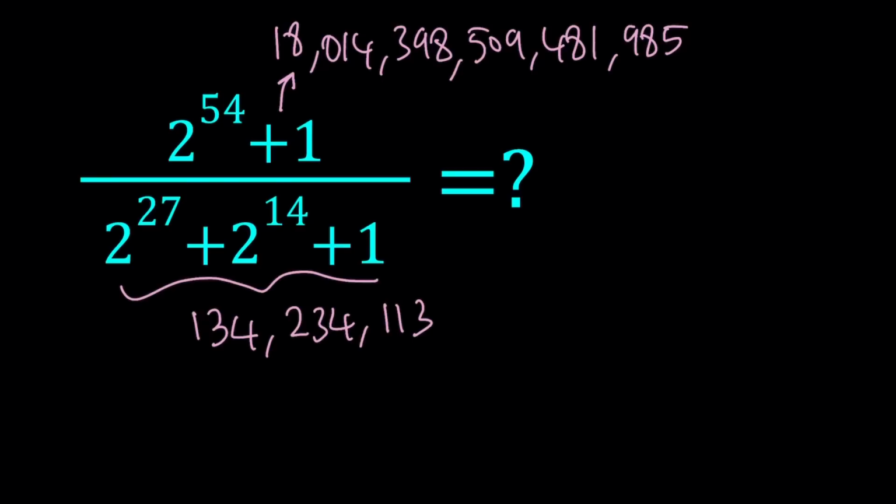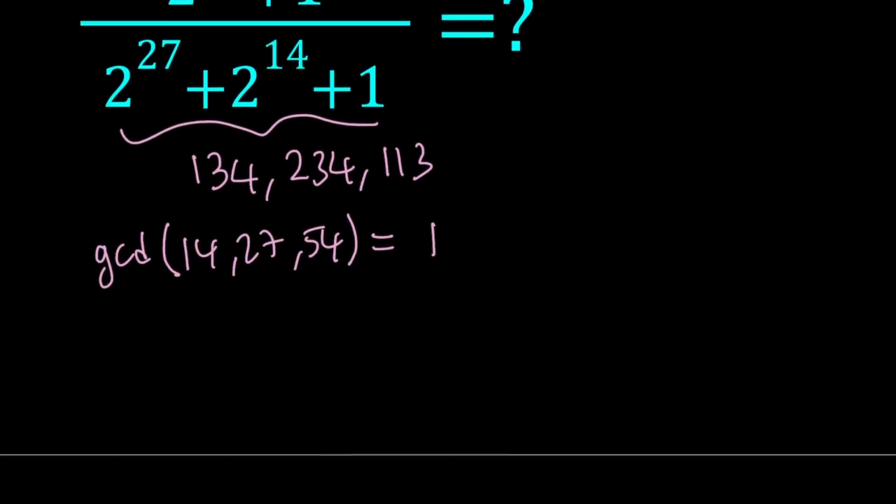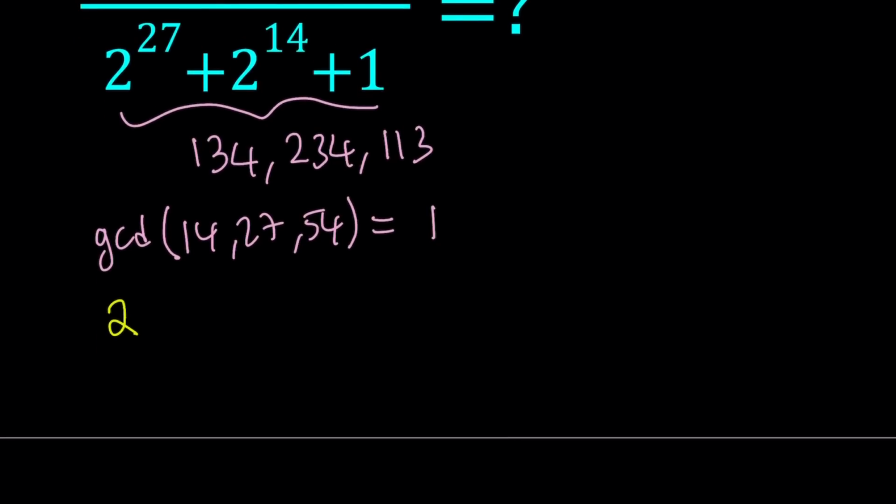First of all, I want you to notice one thing. The greatest common divisor of 14, 27, and 54 is 1. There's nothing that divides all of them except for 1. So we're going to think about this. I want to compare 2 to the power 54 with 2 to the power 27. You probably already know this is fairly simple. 2 to the power 54 is 2 to the power 27 squared, because 2 times 27 is 54.